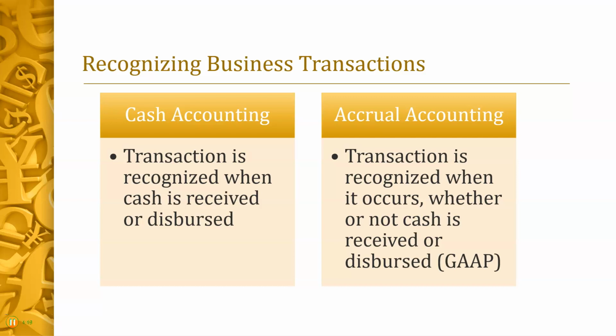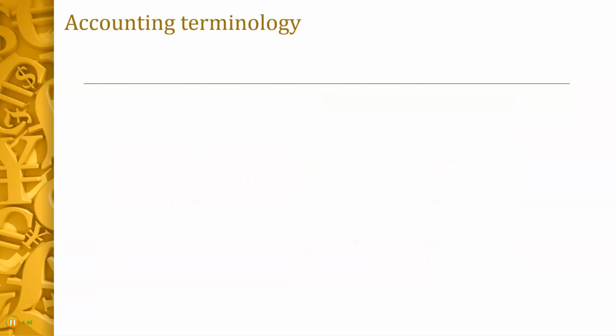And accrual accounting says that we have to record a transaction when it occurs, and it doesn't depend on cash being exchanged. An example would be if you make a sale and the customer says they're going to pay you in 15 days. Under GAAP accounting, you would record it when you make the sale. Under cash accounting, you would not report it until they actually paid you. That's the difference. Now let's look at some accounting terminology.